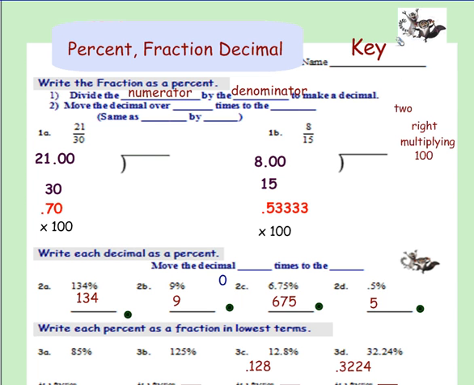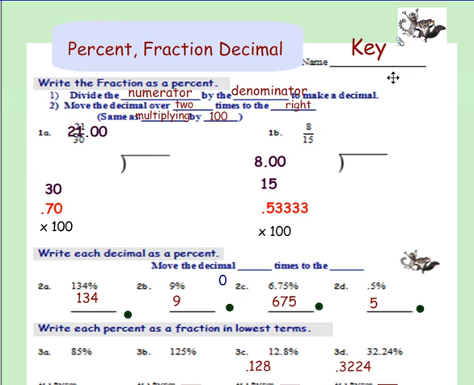Once you're done with that, you're going to have to move, let me see, move it, move it. Oh, that's why that song was on. Move it 2 times to the right. That's the exact same thing as multiplying by 100. So a lot of times you've done this on a calculator. You've divided 21 by 30, and then you multiply by 100 and you get your percent.